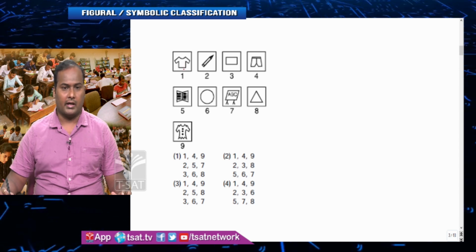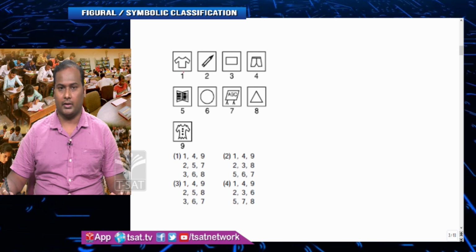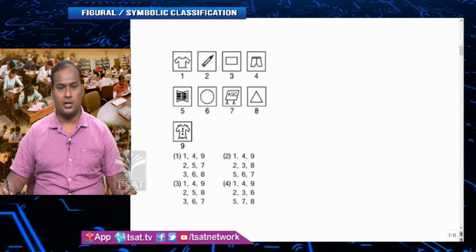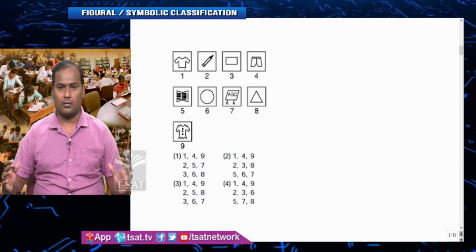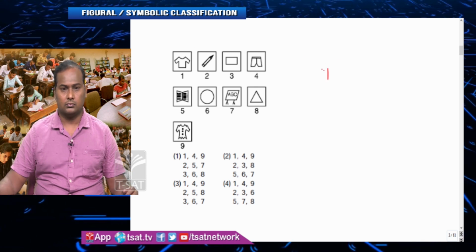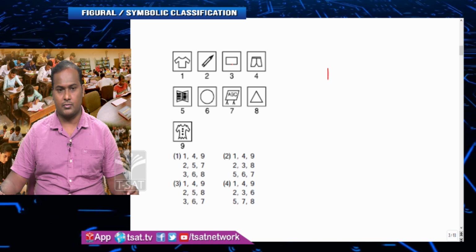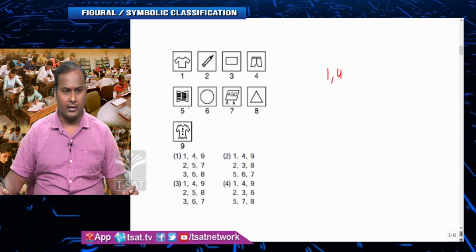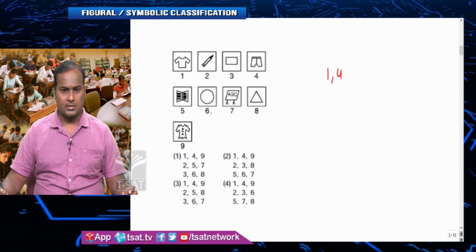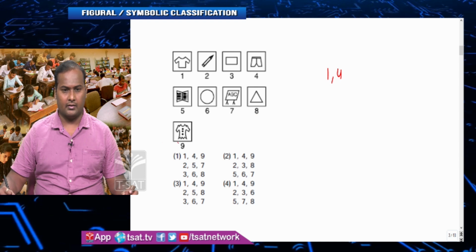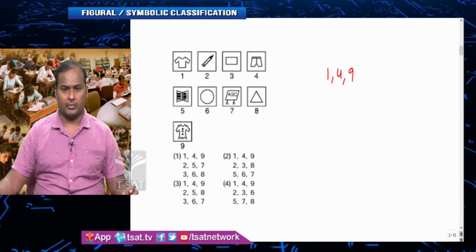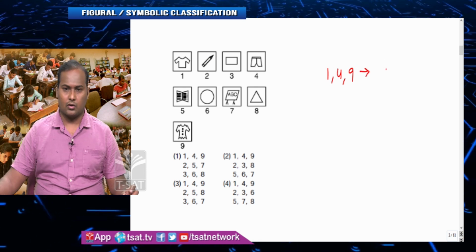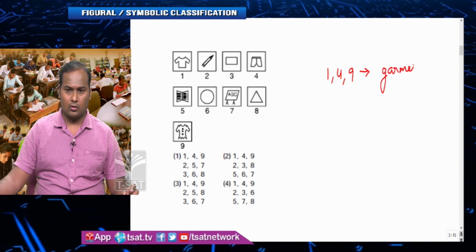In the first figure, I can observe something like a shirt or a garment. Now you try to check in which other figures you can find this kind of garment character. 2 is a pen, not possible. 3 is some square or rectangle, not possible. 4 is a garment. Again 5, 6, 7, 8 and 9. If you see 9, 9 is again a garment. So 1, 4, 9 is a group based upon garment.